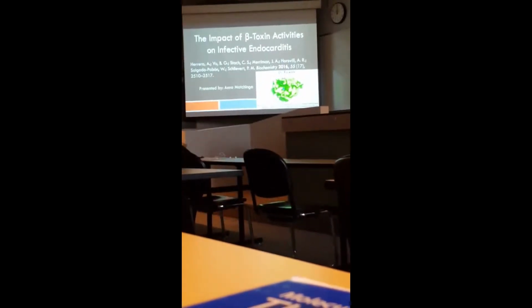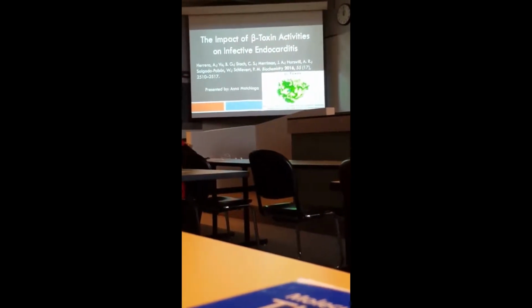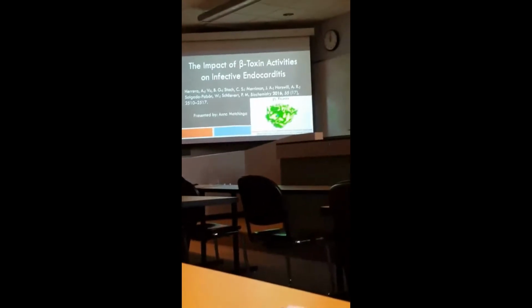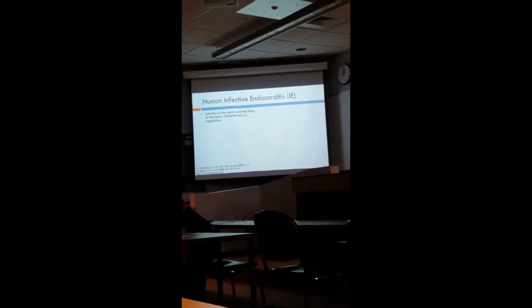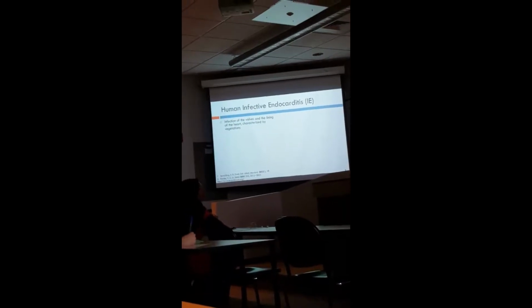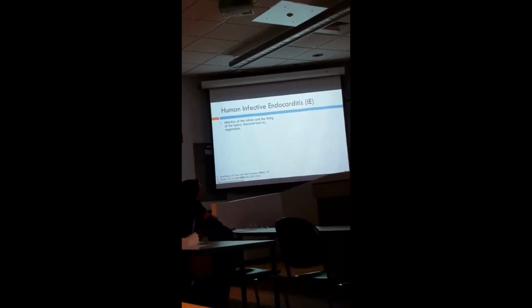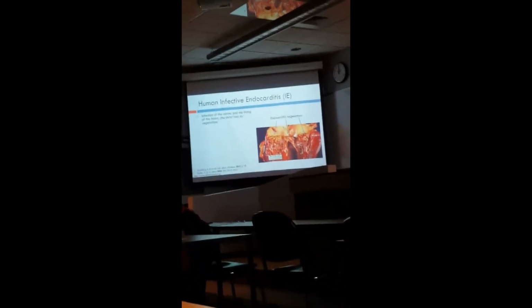So like Emily said, I will be discussing the impact of beta toxin activities, two main activities, on infective endocarditis. So first I want to give a background just on human infective endocarditis in general. This is mainly an infection of the valves, both prosthetic and native valves, and the lining of the heart, and it's characterized by vegetation. These vegetations are kind of cauliflower-like structures that are composed of bacteria and other host factors. Here's a picture of the heart, and those yellow structures right there are the vegetations.